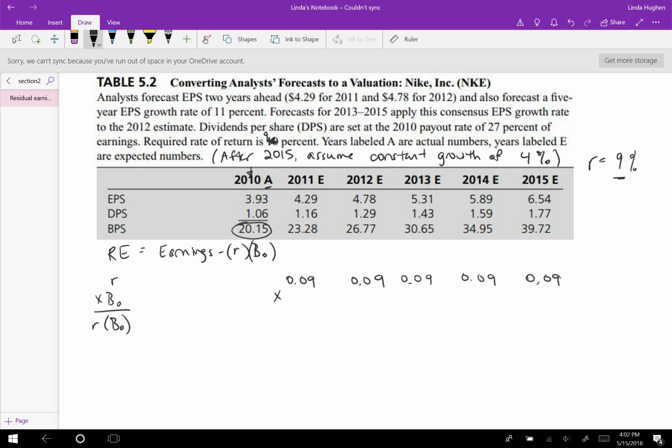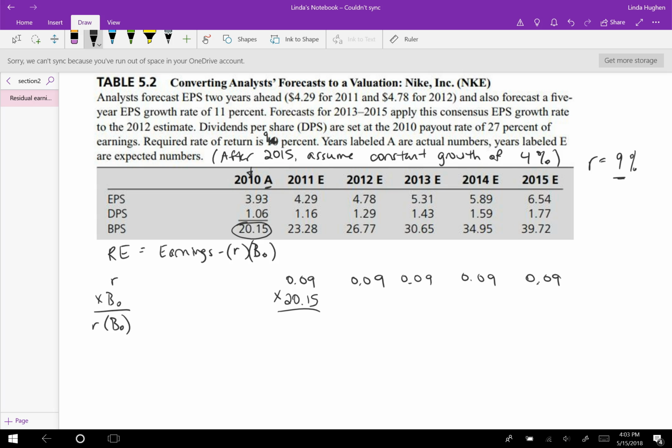All right, so we are getting to the dollar amount of the required return, R times beginning book value. Now looking at the beginning book value, remember the information that's shown here, this 23.28, that's considered the ending book value. So we want the beginning, which is the prior year's ending, so we are multiplying by 20.15.